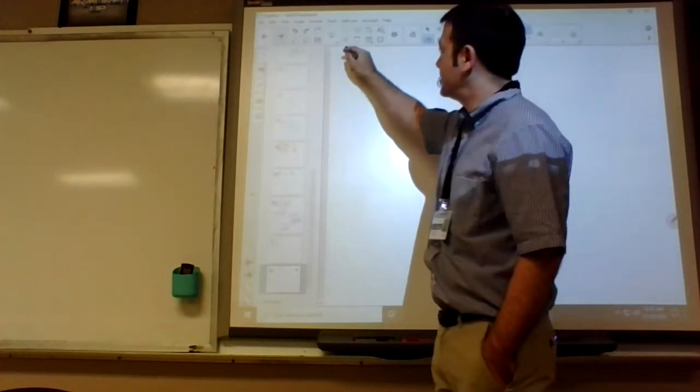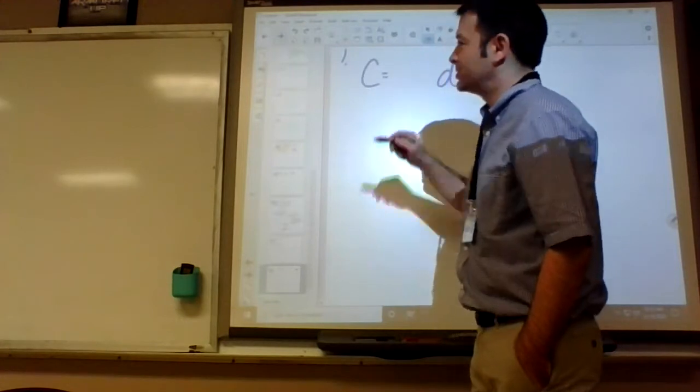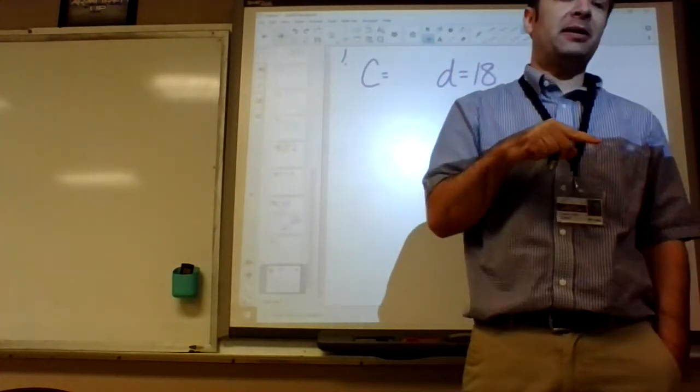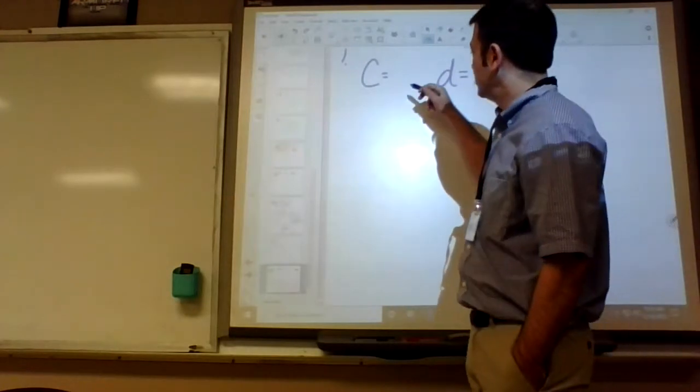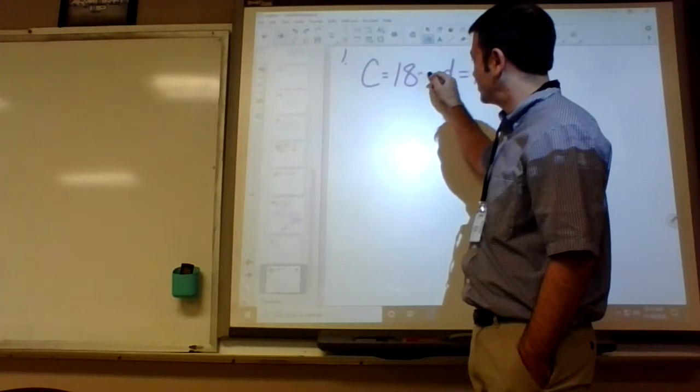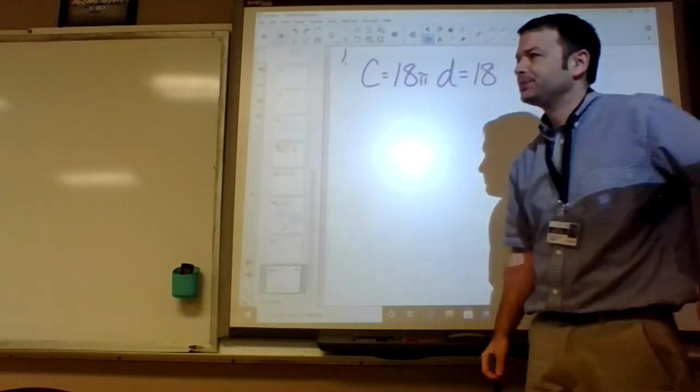If the diameter is 18, what does the circumference have to be? 18 times pi. Circumference is diameter times pi. So if the diameter is 18, the circumference is just 18 pi.